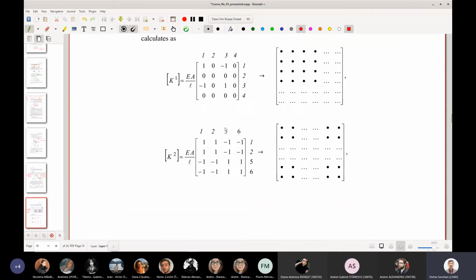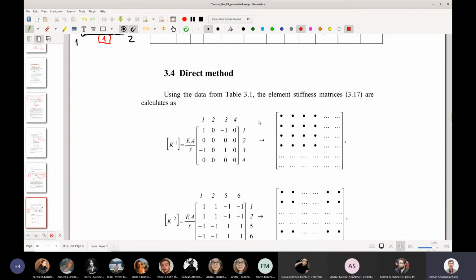You can check that. Now, the idea is, this is for K1. It's a matrix which is 4 by 4, and also the second and third element stiffness matrices. But this one here, capital K, is 6 by 6. And as you can observe here, this is very important for us.